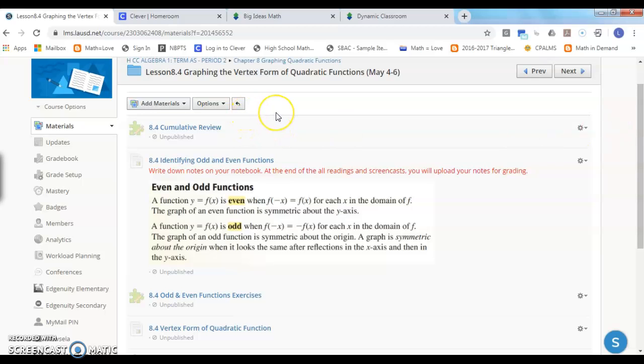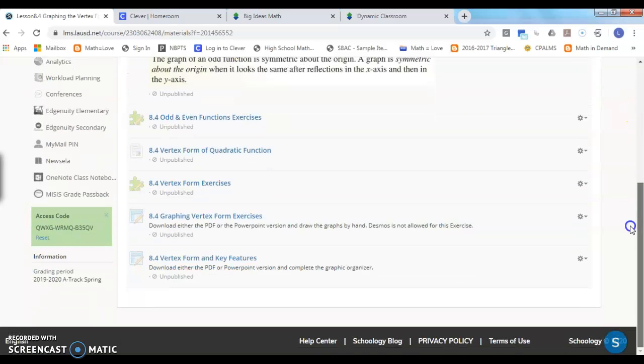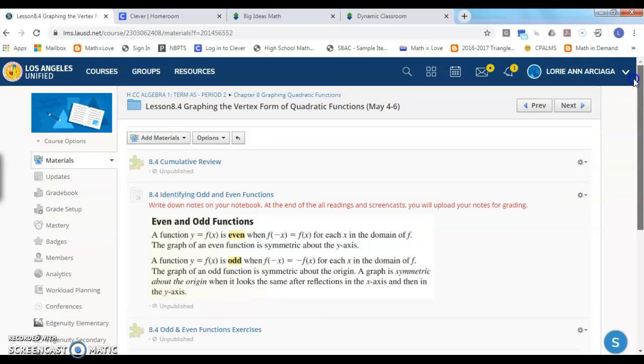Hi everybody. This week we are going to look at graphing the vertex form of quadratic functions. So this folder that you're looking at right now is relatively shorter than the ones we normally have, and this is expected to be done by May 6th.